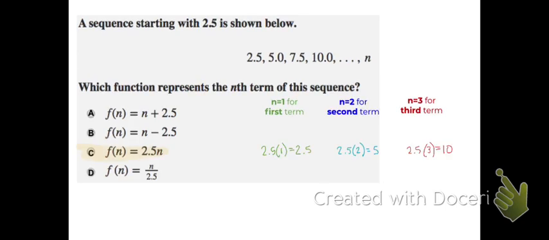The answer is C. If you put in 1, you get 2.5. If you put in 2, you get 5. And if you put in 3, you get 7.5. So don't be thrown off, they could use n or they could use x when writing their function rule.